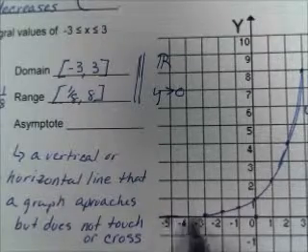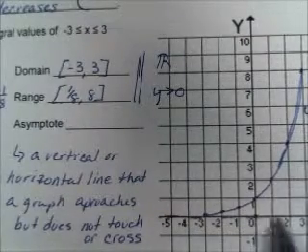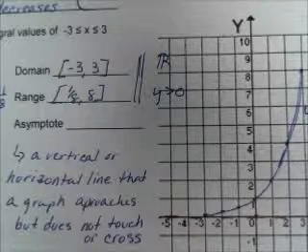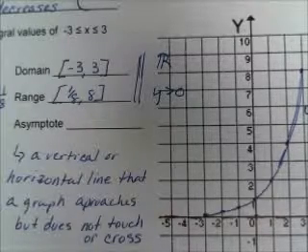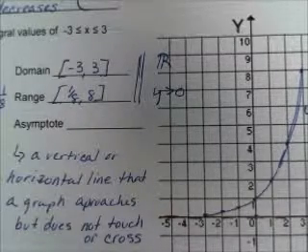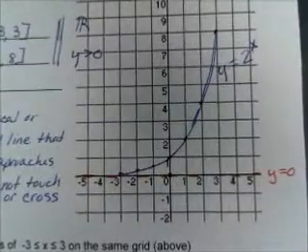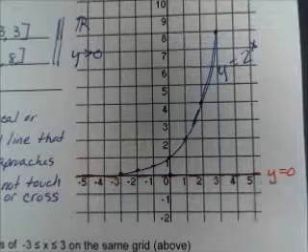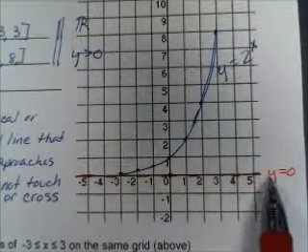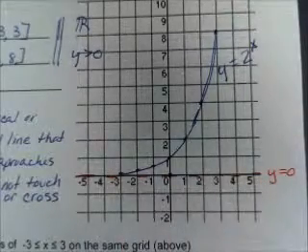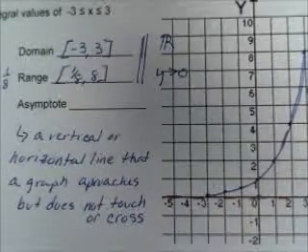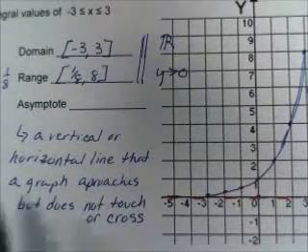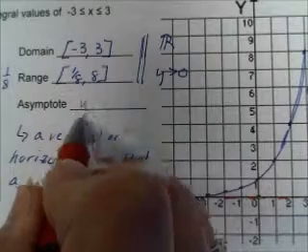So I'm just going to draw this in with a dotted red line. This is the line y equals 0. All right. Our x-axis has the equation of y equals 0, right? It's a horizontal line, and all horizontal lines are y equals. Okay. So our asymptote is y equals 0.